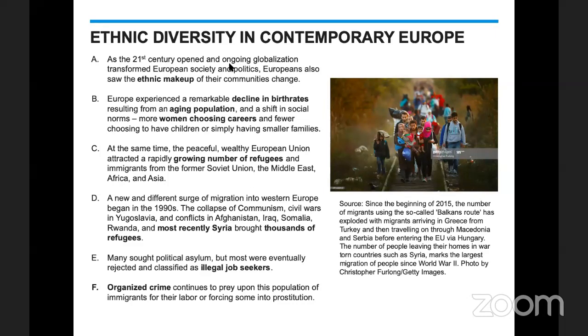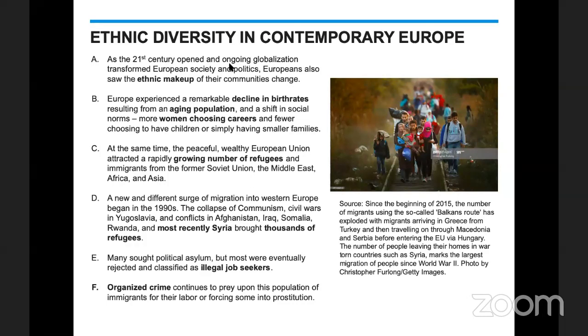In the C paragraph, at the same time, the peaceful, wealthy European Union is going to attract a rapidly growing number of refugees and immigrants from the former Soviet Union, the Middle East, Africa, and Asia. In D, a new and different surge of migration into Western Europe began in the 1990s, as we have talked about, with the collapse of communism, the civil wars in Yugoslavia, conflicts in Afghanistan, Iraq, Somalia, Rwanda, and as I mentioned, most recently Syria. Thousands of refugees are making their way into Europe, and especially Western Europe.